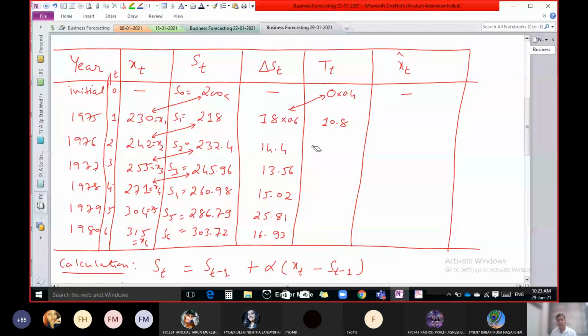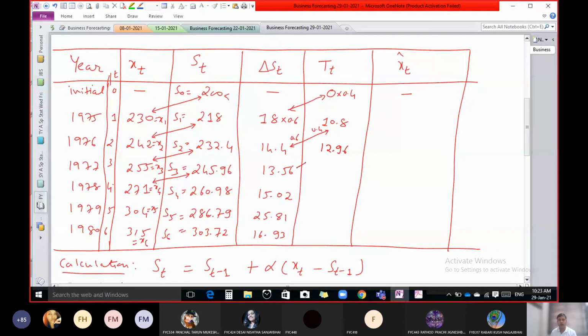Now the question is how to calculate this. The same logic you have to apply. You have to use these two numbers, but you have to multiply this by 0.6 and this by 0.4, and add these two numbers. Do the calculation. 12.96. Okay.